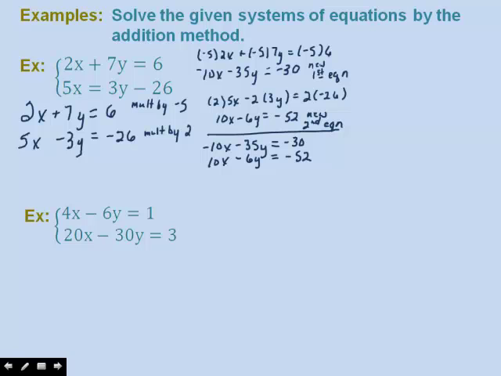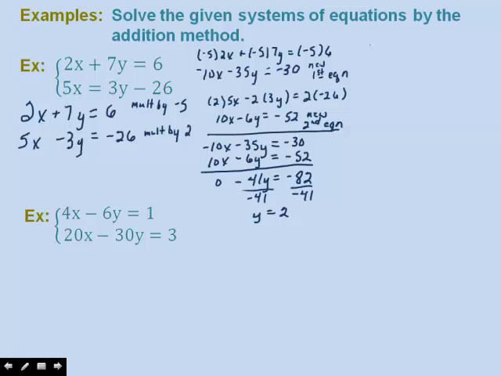And we have what we wanted, which was that we have a negative 10x and a positive 10x. So when we add those together, those two just give us 0. Then negative 35y and negative 6y would give us a negative 41y. On the other side, we have negative 30 and negative 52, which would give us a negative 82. Now, if we divide both sides of this by negative 41 to solve for the y, we're going to end up with y is equal to 2. All right, so we've solved for the y.